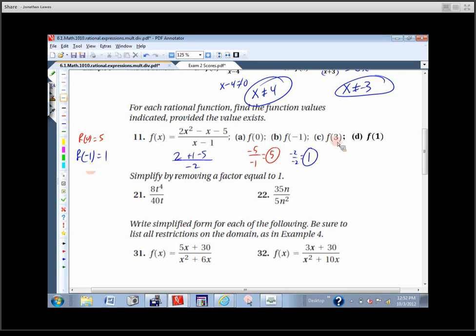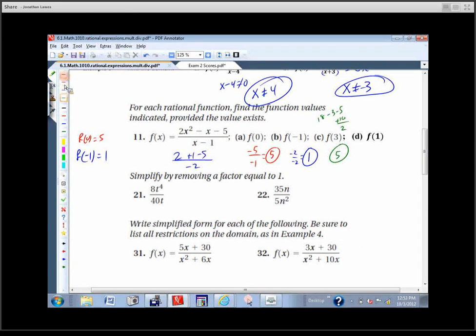If I plug in a 3, so I'm going to quickly do this one. If we plug in a 3, that's 3 squared, that's 9. 9 times 2 is 18. -3, -5. So that means the top is a positive 9, right? And the bottom? 3 minus 1? It's 10, not 9. Oh, is it 10? That's right, 10. Thanks. Top's a 10, bottom's a 2, right? So the answer here is 5.